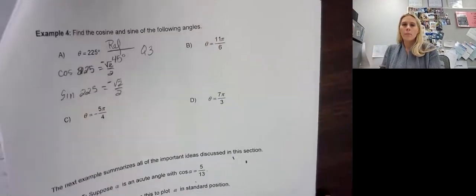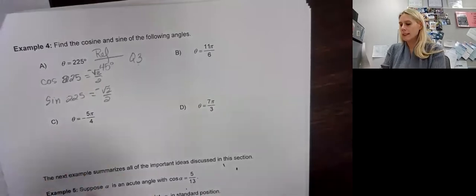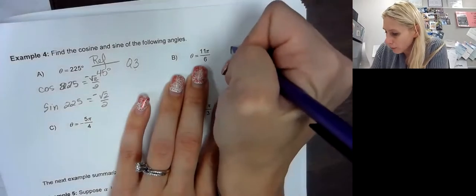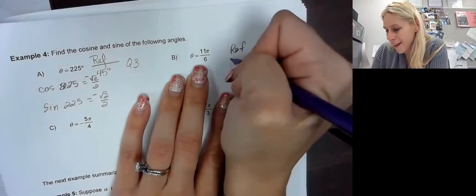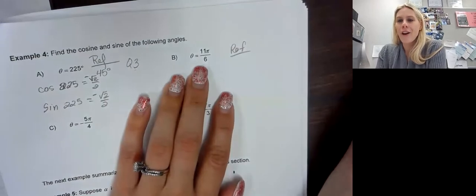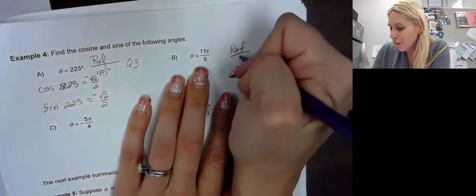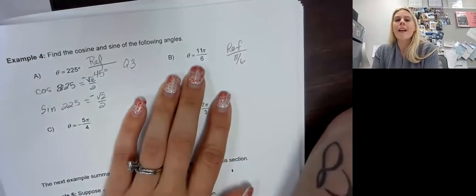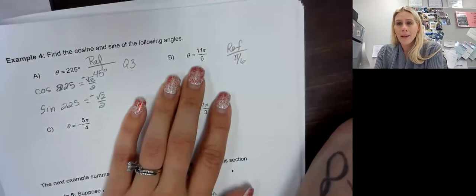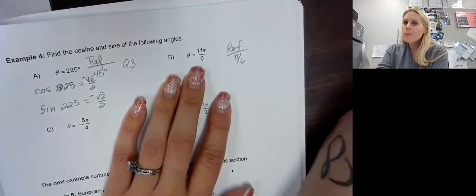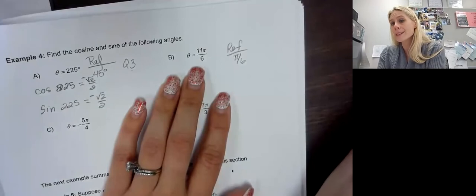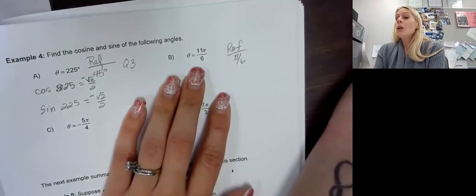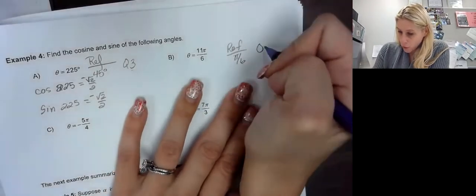All right, for B here, theta is 11 pi over 6. Well, first I want you guys to know that with the reference angle, it's nice because you can look for the denominator. So I know the reference angle is pi over 6. Now, where does 11 pi over 6 end up being in the unit circle? 11 pi is close to 12 pi, and 12 pi over 6 would be 2 pi. So that tells me it's in the fourth quadrant.